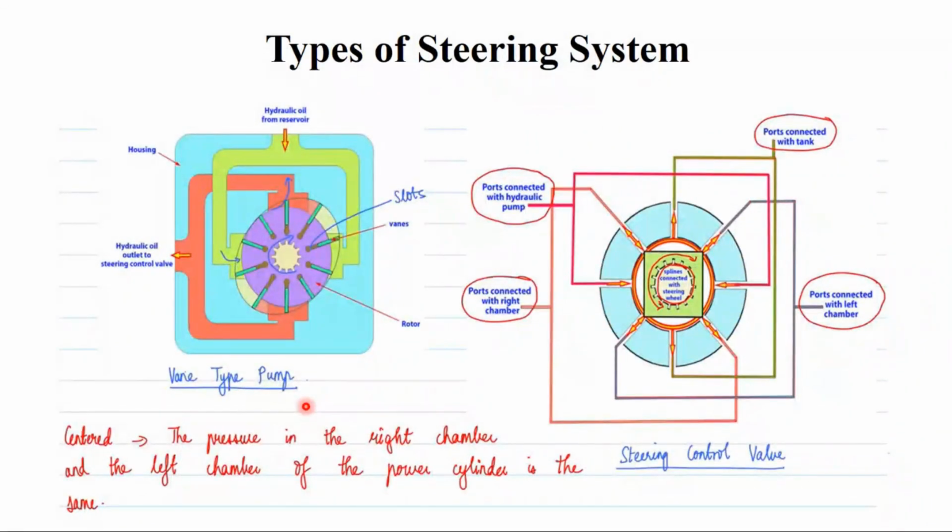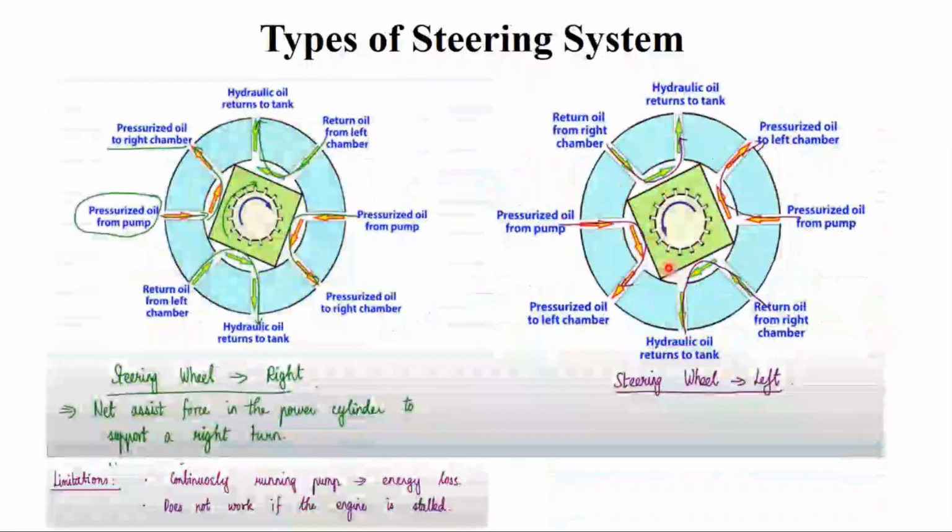And you can see the movement of the hydraulics, how it is connected with the tank, the port connected with the left chamber, the port connected with the right chamber, and the port connected with the hydraulic pump. Now, what will happen when the steering wheel is moving towards the right? When you move the steering wheel towards the right, the net assist force in the power cylinder supports it. It will support a right turn with the help of the power cylinder, where the force is getting assisted.